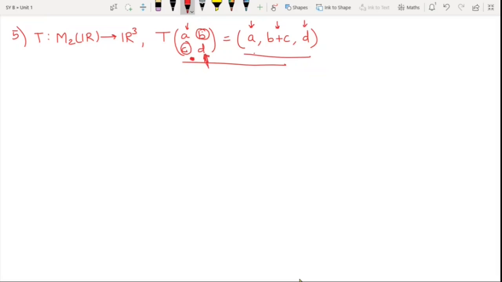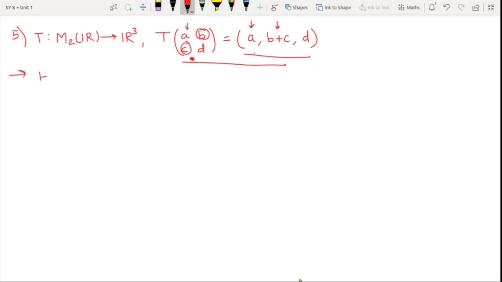So if I take one example, then you will understand. What will be my T of 1, 2, 3, 4? First coordinate is the A11 entry, that is 1. Second coordinate, the addition of 2 and 3, that is 5. And the last coordinate will be this 4 as it is. So in this way this T is defined. Okay, fine. So we have to check whether this is a linear transformation or not.